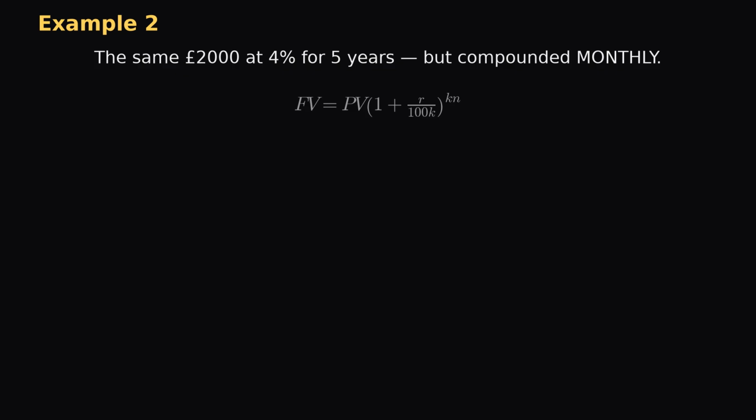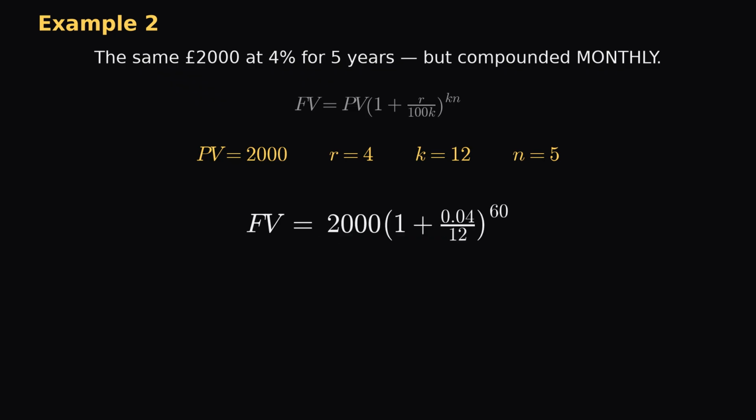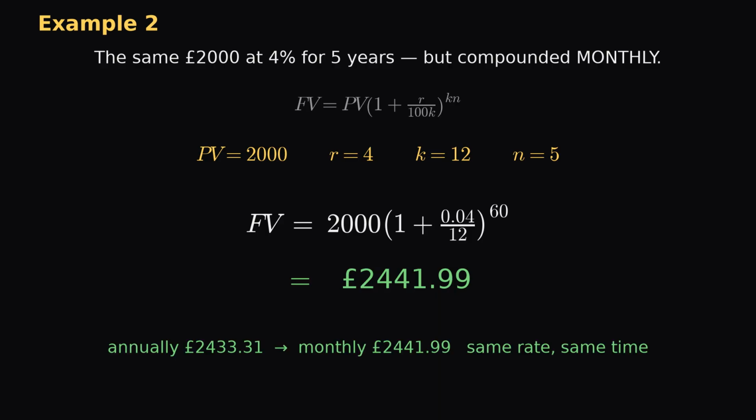Example 2. The same £2,000 at the same 4% for the same 5 years. But this time it compounds monthly, so K is 12. The rate per period is 4 over 12, which is 0.333%. And the number of periods is 12 times 5, which is 60. 2,000 times (1 plus 0.04 over 12) to the power 60. That gives £2,441.99. Same rate, same time. Nearly £9 more, purely from compounding more often.